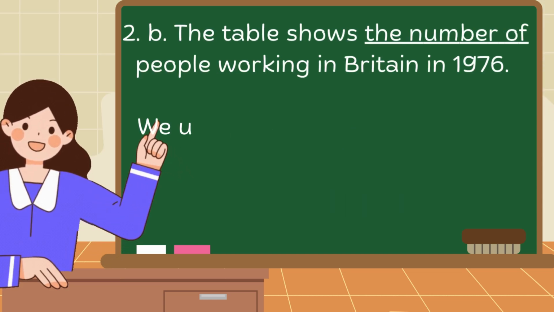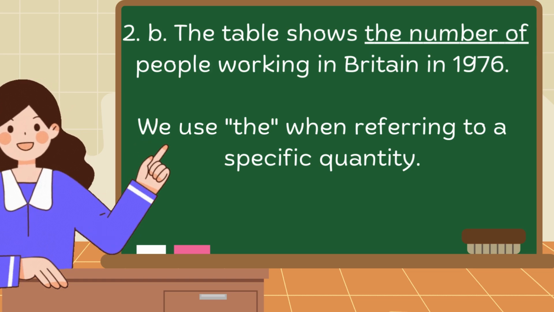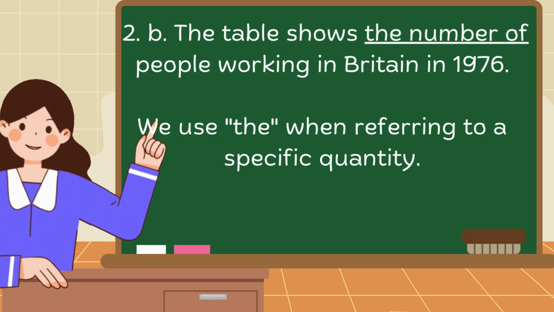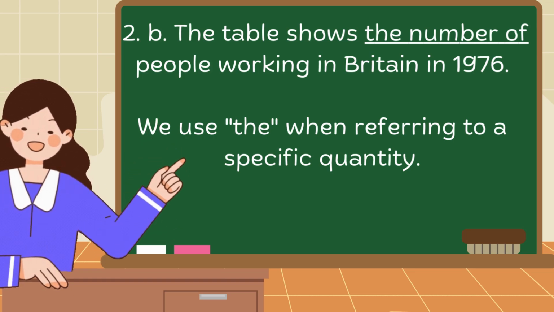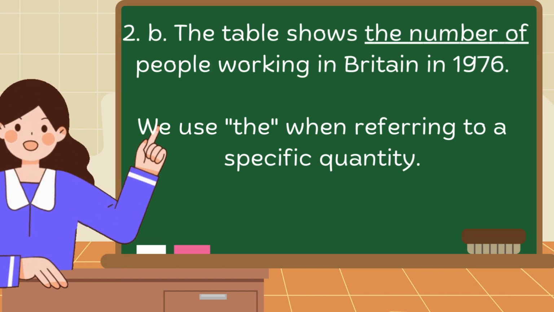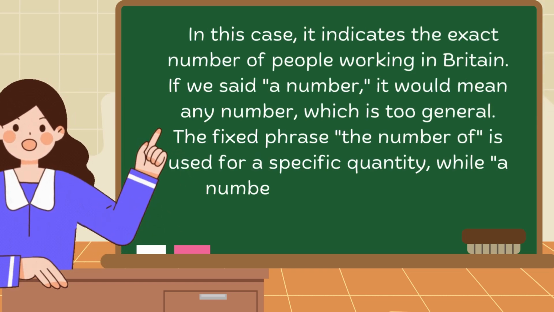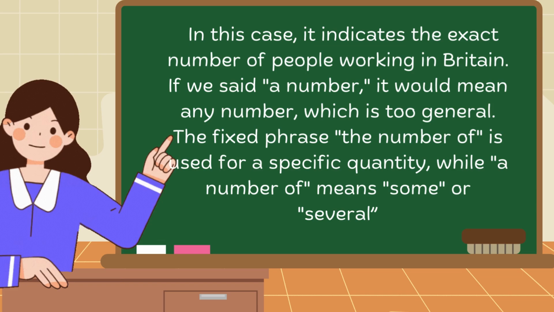The correct answer in number 2 is letter A. The table shows the number of people working in Britain in 1976. The underlined phrase is "the number of." We use "the" when referring to a specific quantity. In this case, it indicates the exact number of people working in Britain.